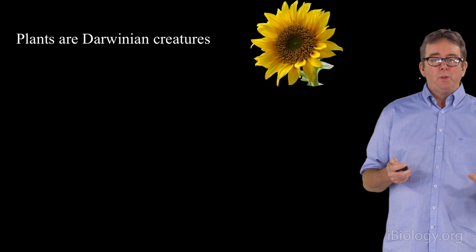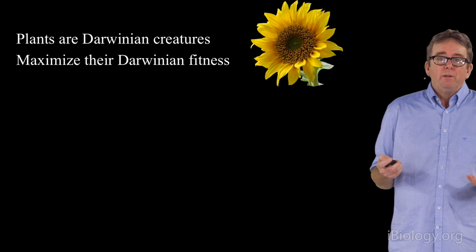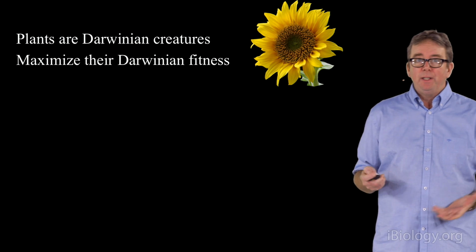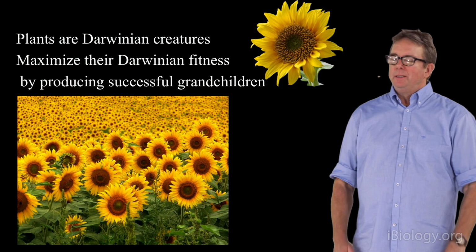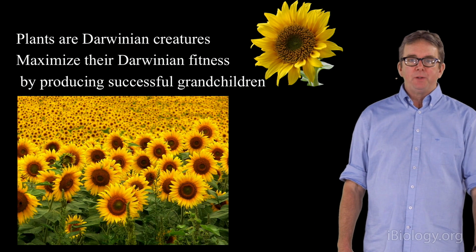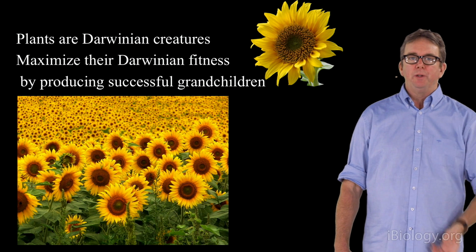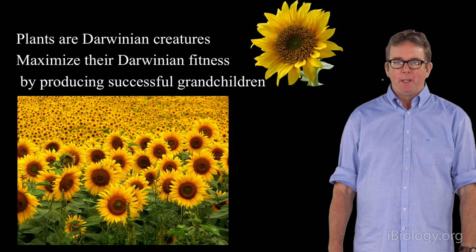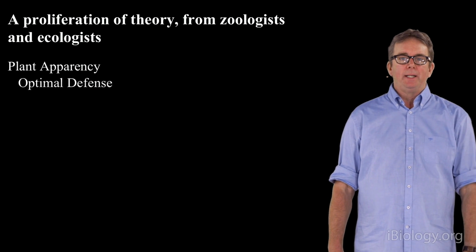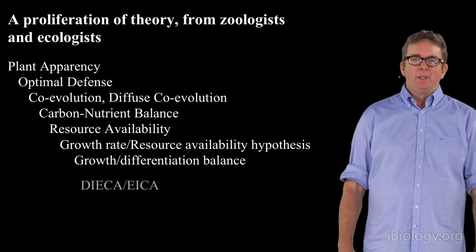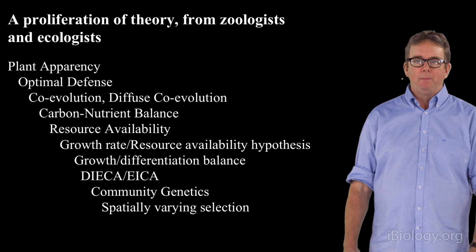Now, what ecologists and zoologists did was they developed an idea of plants not as growth machines, but really as Darwinian creatures. Creatures that maximize their Darwinian fitness, and maximizing Darwinian fitness means producing successful grandchildren. So this new perspective on plants as Darwinian creatures, basically introduced to the field in 1959 by Gottfried Fraenkel's paper, generated a profusion of theory from ecologists and zoologists. This theory was extremely important in organizing people's thoughts about the functional role that these secondary metabolites play for plants.